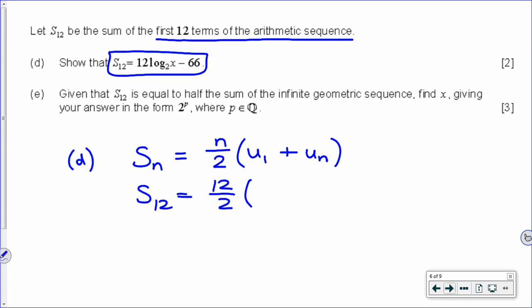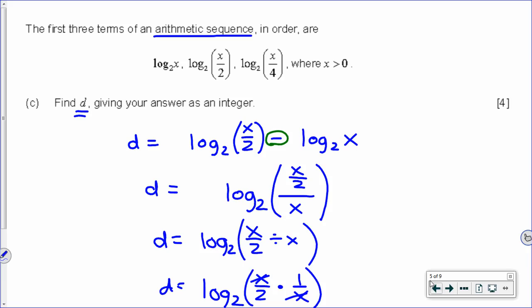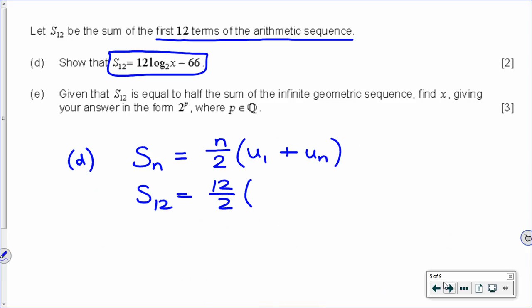And remember, to show that question, we're not using the information they gave us. We're trying to independently obtain that ourselves using the information from the question. So u sub 1 was the first term from the arithmetic sequence, which if I click back a slide, you can see was log base 2 of x. So in this one, it's log base 2 of x. U sub n would be the 12th term, and we don't have the 12th term of the sequence, but we can go over to the side and find it.